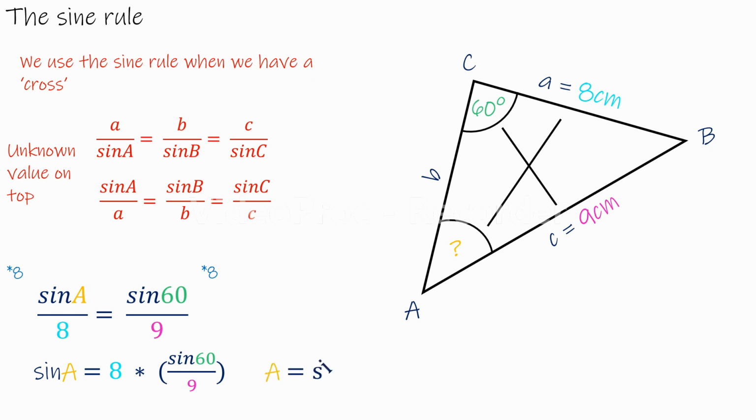But basically, we're going to write A as sine to the power of minus 1 of 8 times sine 60 over 9. And this should give us a nice answer of 50.34 degrees. And that's it. It's really that simple.